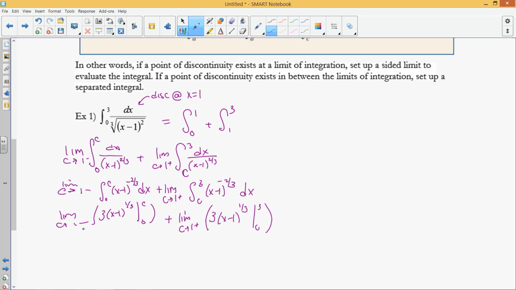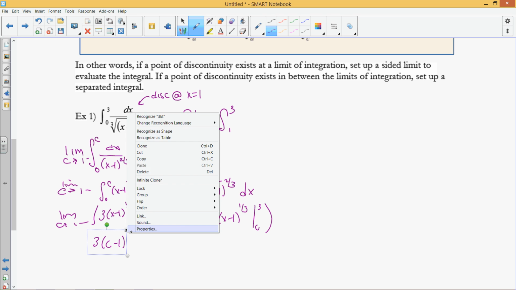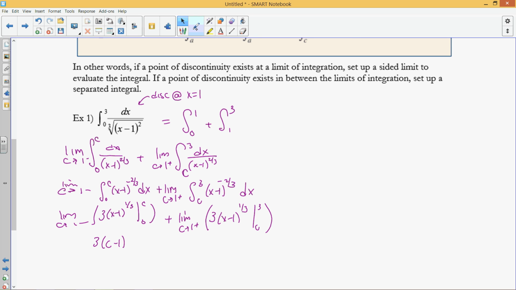So over here, if I plug in 1, this is going to be 3 times... I'm sorry, plugging in c: 3 times c minus 1 to the 1/3 minus 3. Sorry, the left-hand side of the screen, my pen is not wanting to work. 3 times c minus 1 to the 1/3. Really? Sorry, guys.